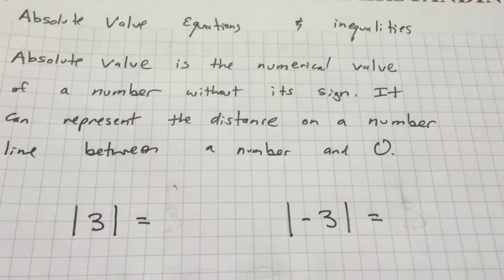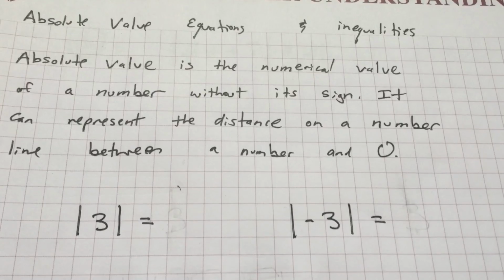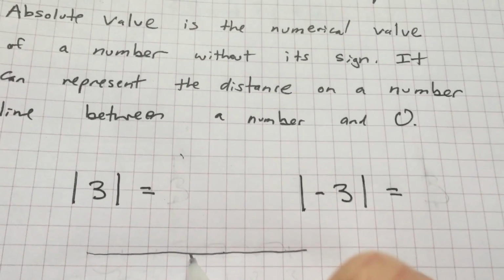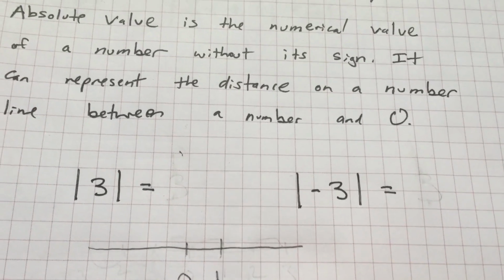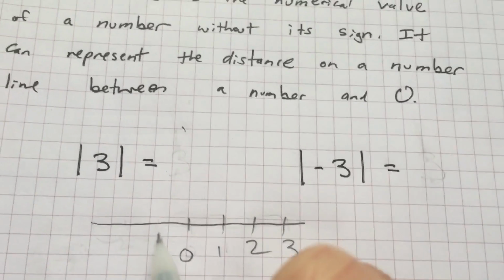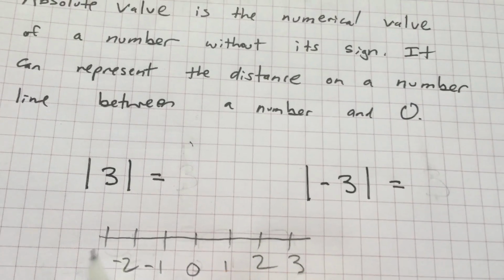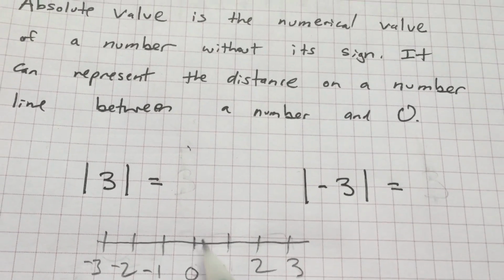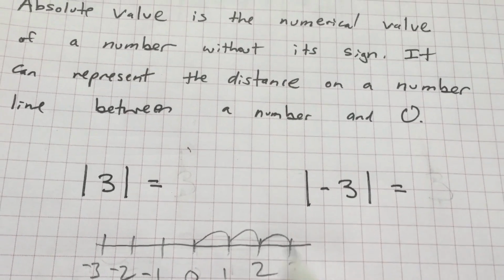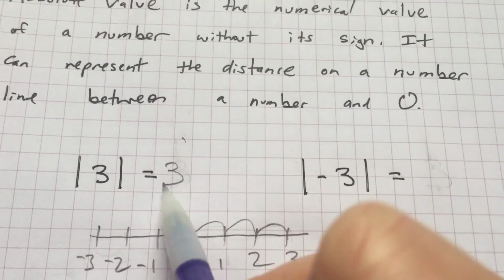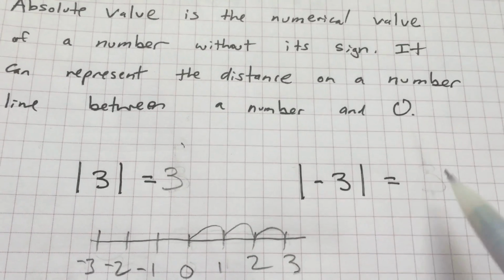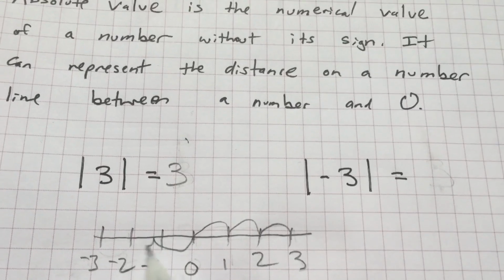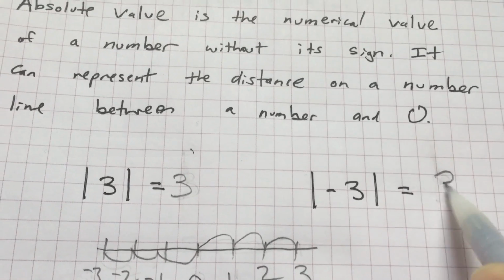So I have these two numbers here, the absolute value of 3 and the absolute value of -3. If I draw a quick number line: 0, 1, 2, 3, -1, -2, -3. If I start at 0 and I want to go to 3, I take a little hop: 1, 2, 3. Notice that it was 3 units. So I put a little 3 there. And then 0 to -3, again, 1, 2, 3, and it's still 3 units.